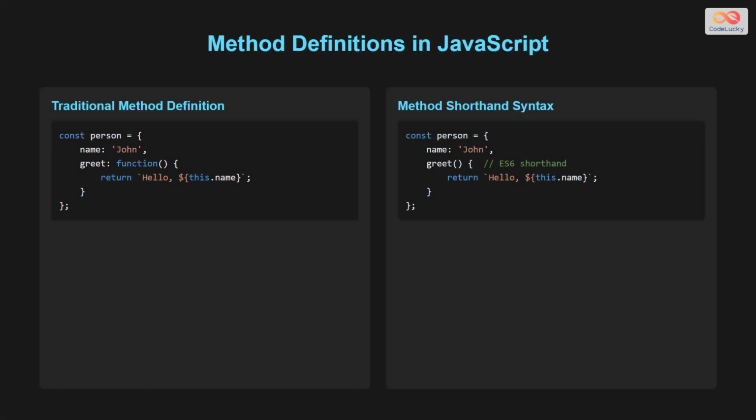Let's explore how methods are defined in JavaScript. There are two primary ways to define a method within an object. The first approach uses the traditional function keyword. Here, the greet method is defined using the function keyword. It returns a string that includes the object's name. Alternatively, you can use the method shorthand syntax introduced in ECMAScript 6. This provides a more concise way to declare methods within an object. As you can see here, the greet method is declared directly without using the function keyword, yet it still behaves like a standard method.